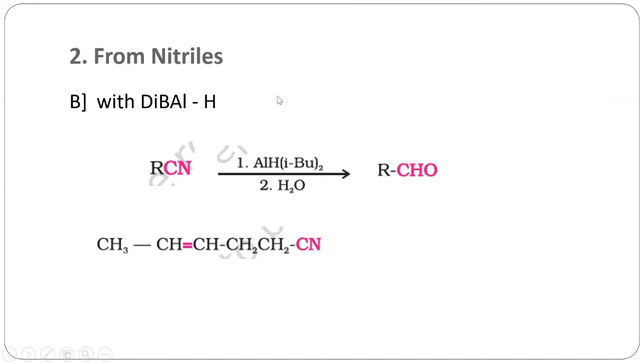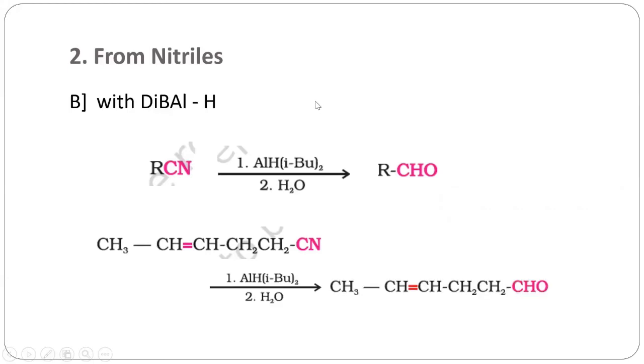So look at this example here. This is a double bonded compound containing the nitrile group, CN group. We can see that when it is reduced with DiBALH and hydrolyzed, we get an unsaturated aldehyde, which means DiBALH is very specific to the cyanide group. It does not touch the double bond. The double bond is not reduced. No hydrogen is added across the double bond. The double bond is retained as such. So, reduction with DiBALH will exclusively convert the cyanide group to an aldehyde group.